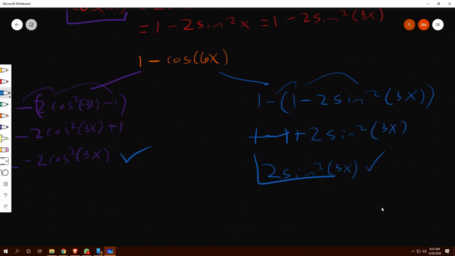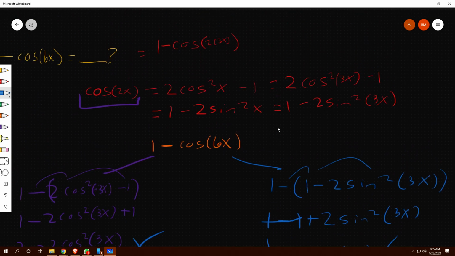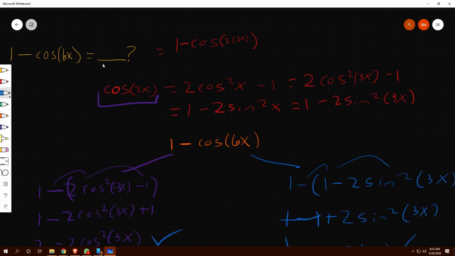So these two are short. Again, the idea here was I wanted to kind of change this. This 6x, I kind of saw a double angle right away. So I kind of actually started off just doing with the double angle, but I see it as 1 minus cosine 2 times 3x. So I'm kind of separating this. And then I kind of wrote out my two double angle formulas, and I kind of solved both of them just by plugging and distributing.